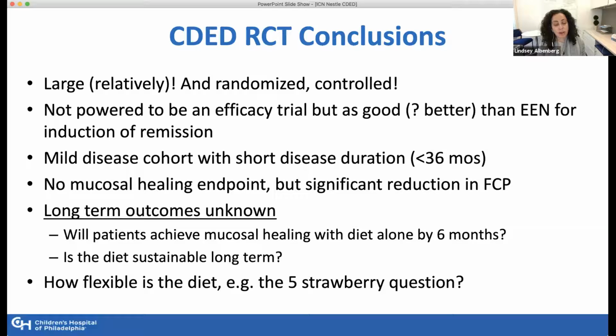I think something else that always comes up is how much flexibility is allowed in the diet. For example, in phase 1 of the diet, patients are allowed to have 5 strawberries per day. And they were sort of trying to regulate the amount of fiber, but can patients have 8 strawberries or 10 strawberries? So I think there's a lot that we don't know about the necessity to be super rigid versus is some flexibility okay, and how much flexibility is okay.